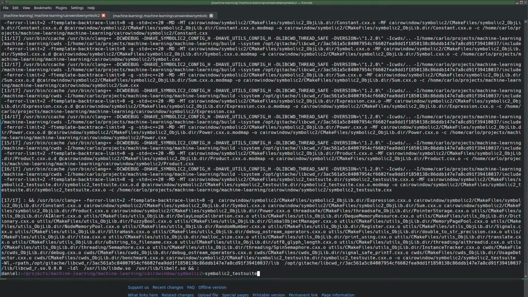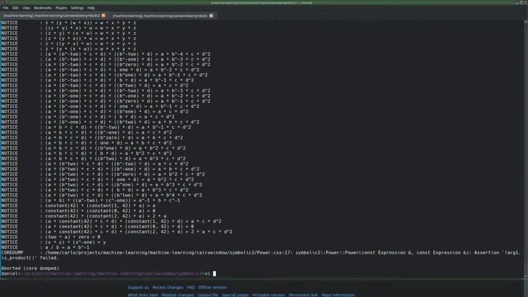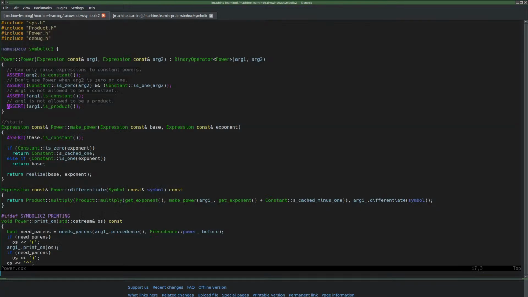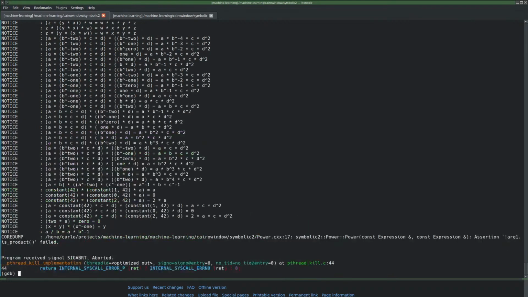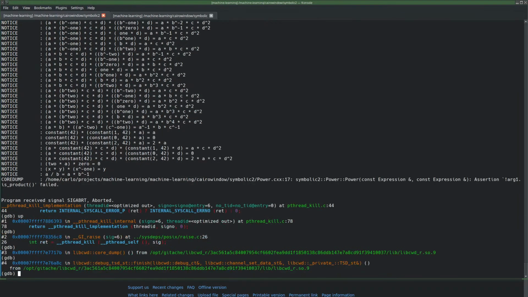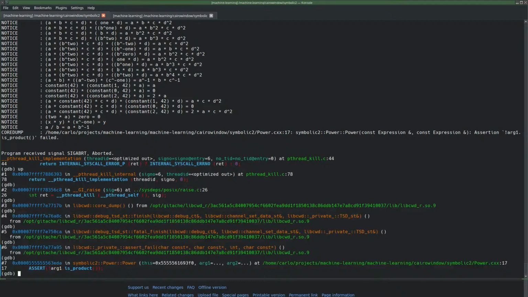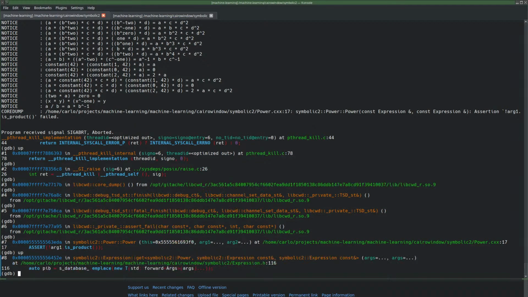So now we should assert in the assert that I just added. It's not allowed to be a product. And then we can find who is trying to make that in the debugger. So arg1 is a product. Ooh, which complete idiot is trying to make a power product. Okay, that happens here. That's just a constructor.